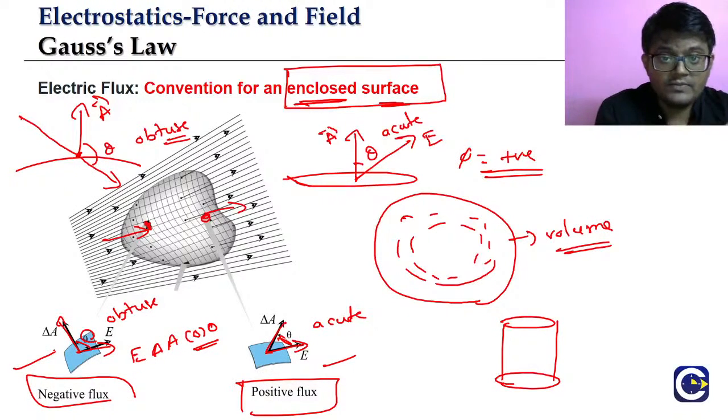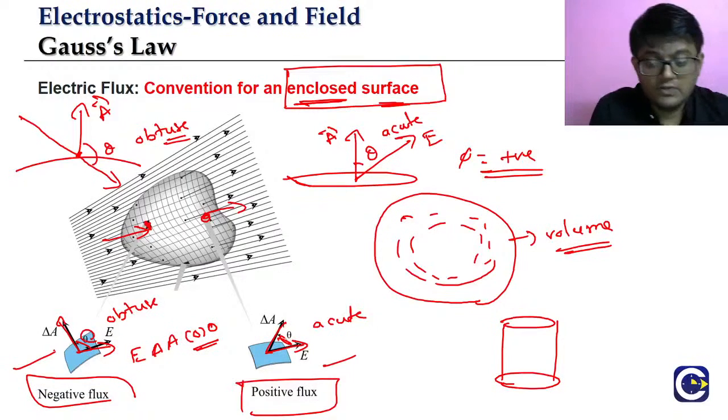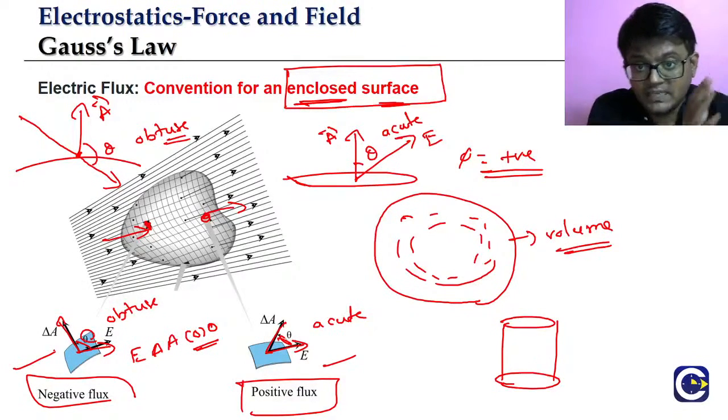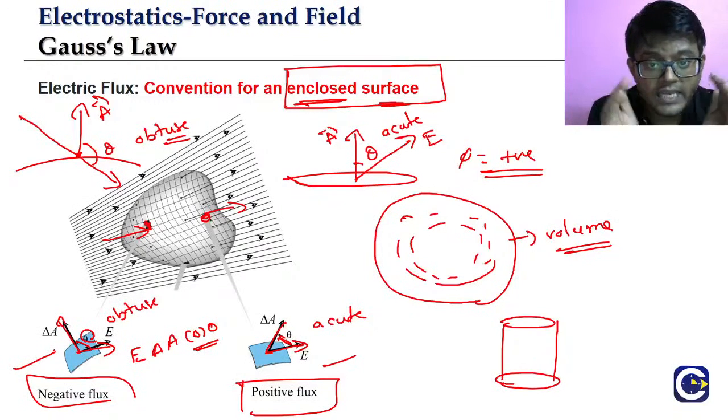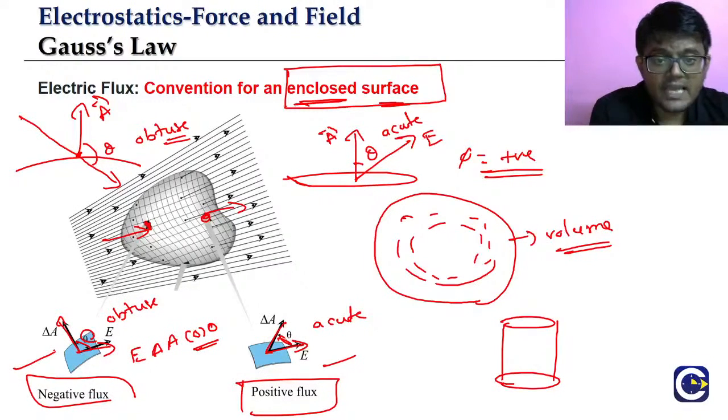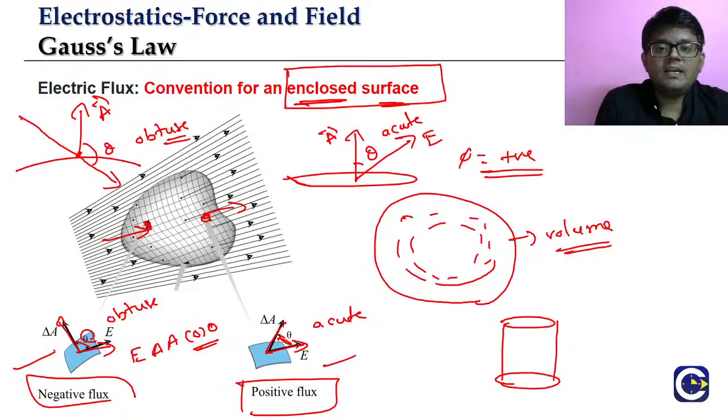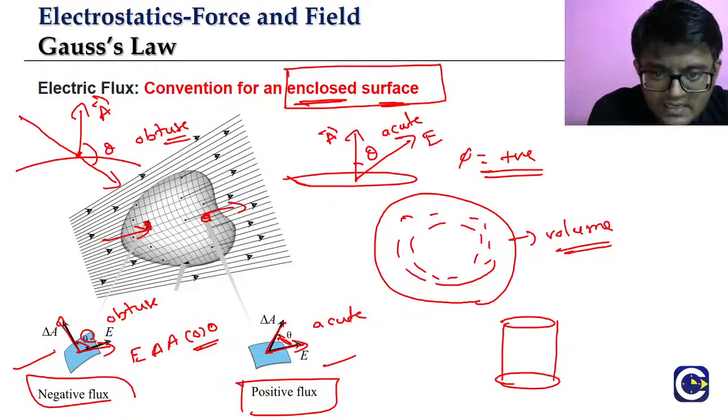So the value of the flux quantifies the number of field lines either leaving or entering. Flux-oda value more-a irundha, what it means? More number of field lines are either leaving that surface or entering that surface. Less value means less number of field lines are leaving the surface or less number of field lines are coming into the surface.